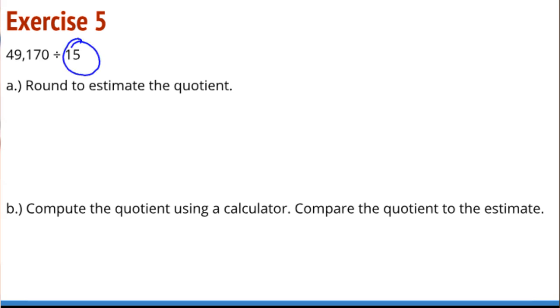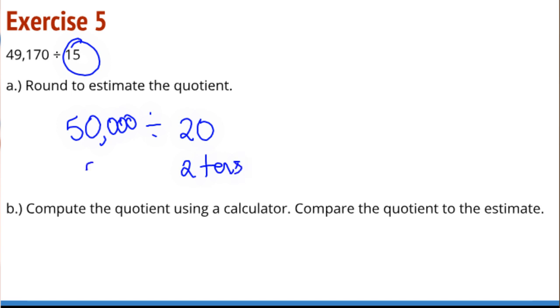So 5 here is even further away from the 10 or the 20. It's much, much further, so our estimated quotient is going to be further away. So 15 would probably round to be 20 if we follow all the rounding rules. And 49,000 will become 50,000. And 20 becomes 2 tens. And this becomes 5,000 tens. And 5,000 divided by 2 is 2,500. So I have an estimated quotient of 2,500.